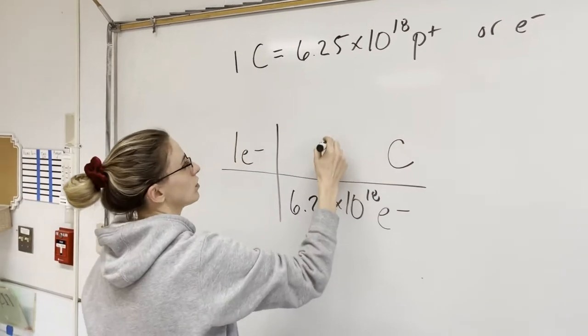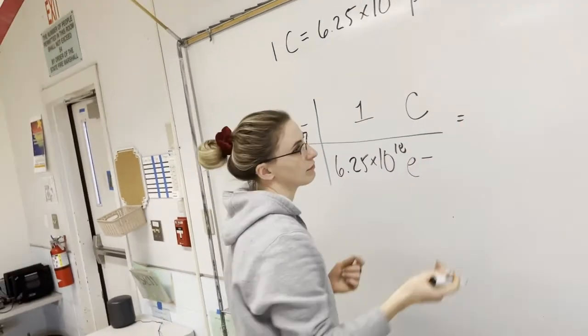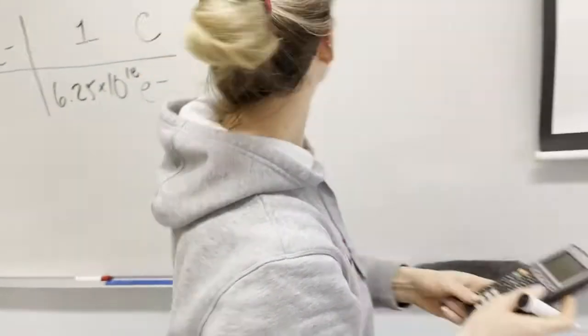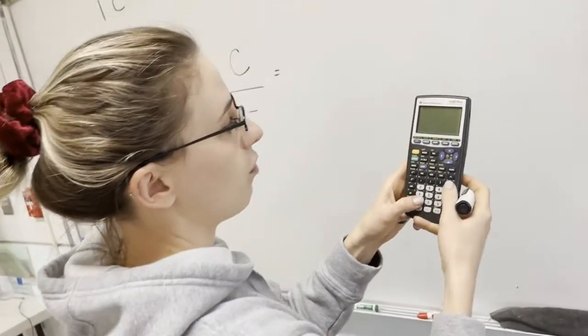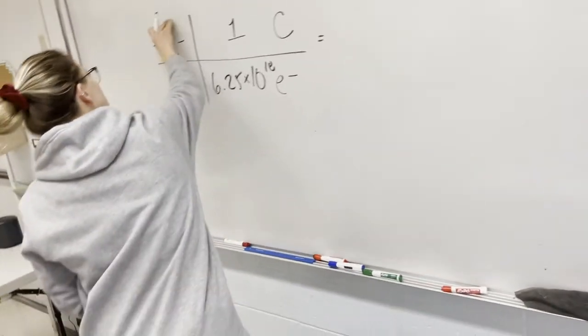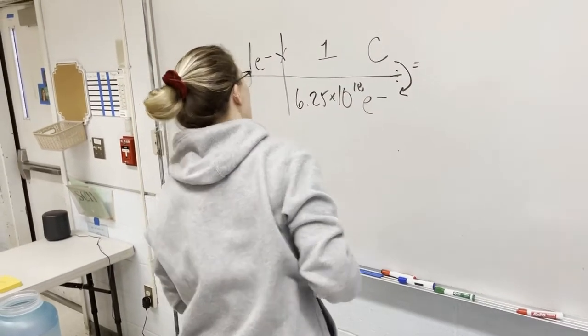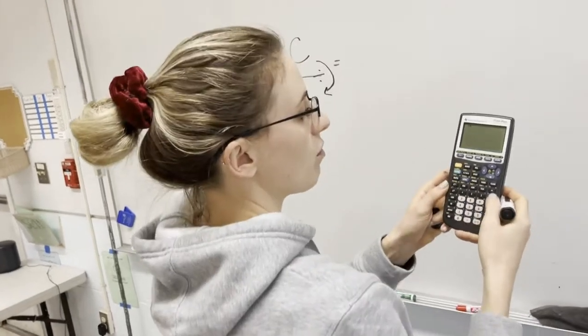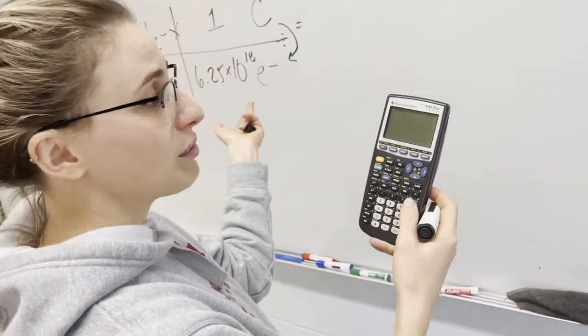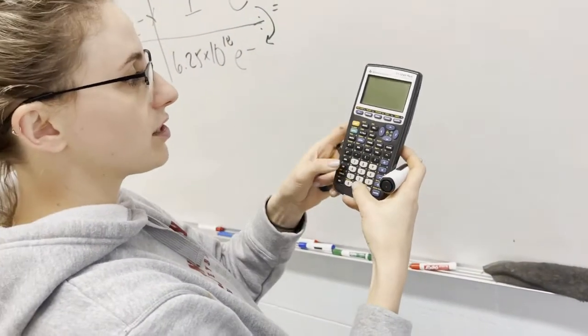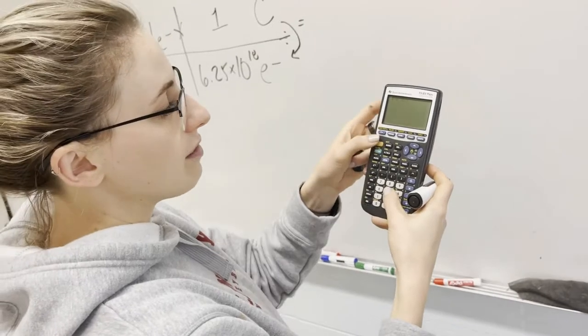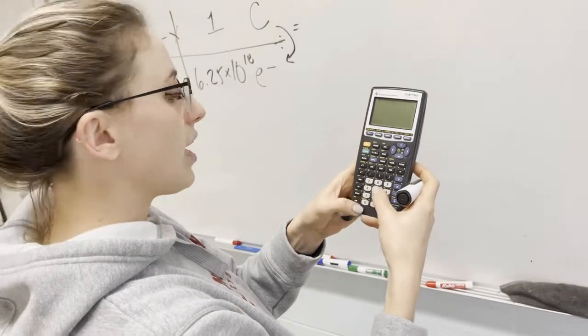And then on top, what goes with coulomb? Yep, 1 coulomb. Now, scientific notation: I multiply across, and I realize some people just don't know how to do it with this, and they divide on the bottom. So I say 1 divided by, do I have to put the bottom in parentheses? No, I do not. 6.25 times 10 to the 18th.